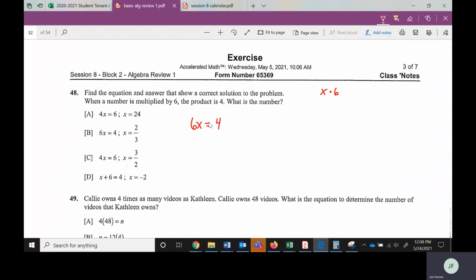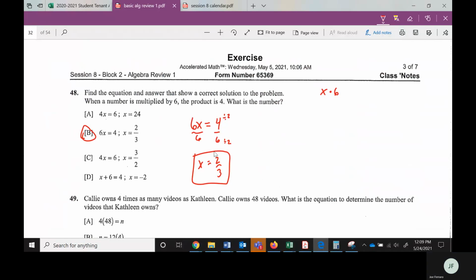So if you're confident on this alone, you actually really don't have to solve because only one of these 4 choices has the 6x in it. This is 4x, 4x, x plus 6. So this should be the right answer. If they did have 2 choices that had 6x, because they do have 2 that have 4x, then you would solve. X is being multiplied by 6, so you divide. These cancel out. You have x equals 4 over 6, but that's not reduced. So 2 goes into both. And you have 2/3, which is right there.